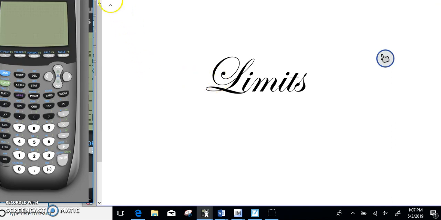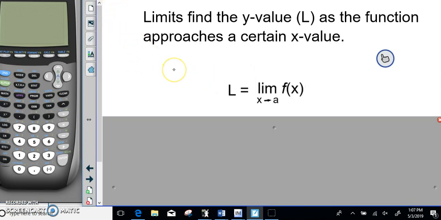So we're going to start off with, first off, what a limit looks like. Limits find the y value, L, as the function approaches a certain x value. So you're probably like, what? In other words, first off, we have the limit function and what it looks like. The limit of f of x as x approaches a represents L. That's your limit. That's your y value that you're trying to find.